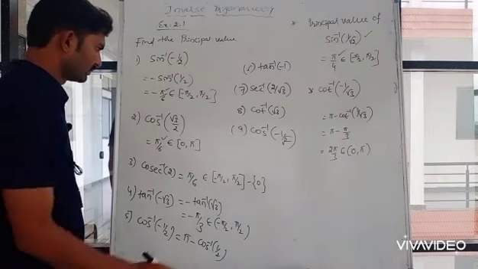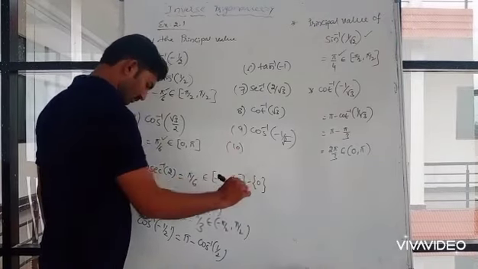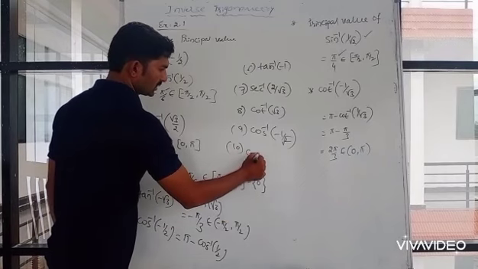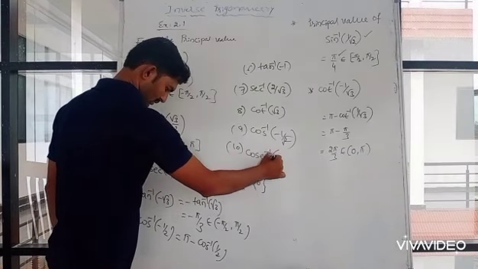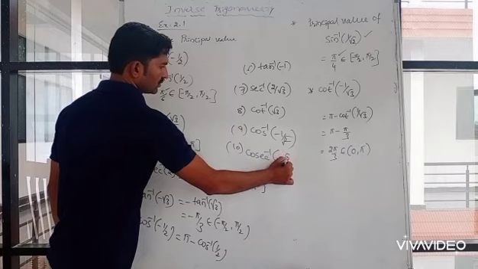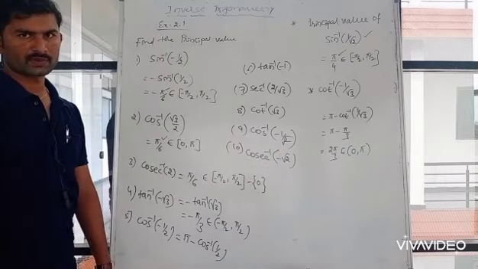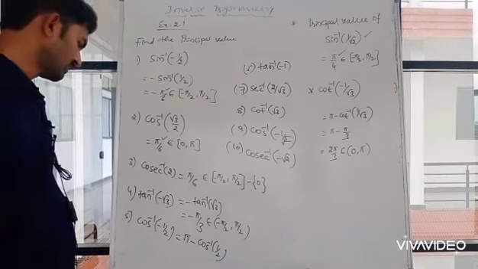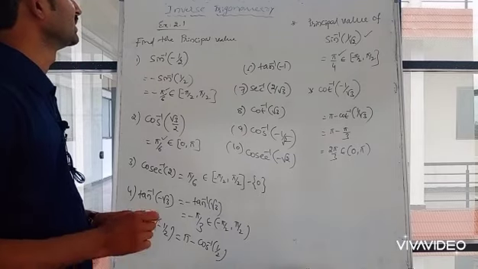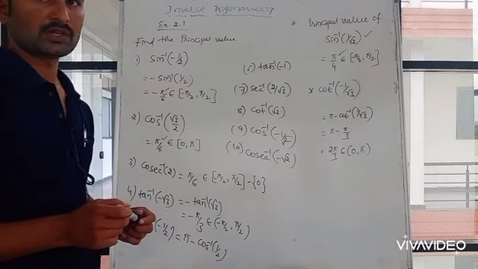Simplify this. And the tenth one, cosec inverse of minus root 2, same as sine. Solve these examples, and the remaining examples we'll see in the next period. Okay, thank you.